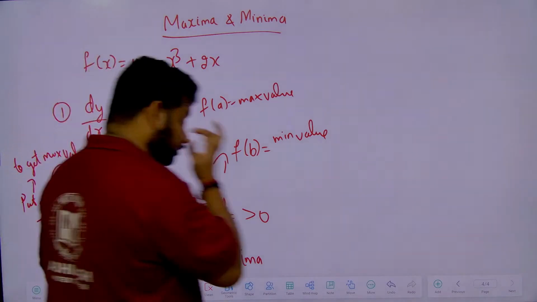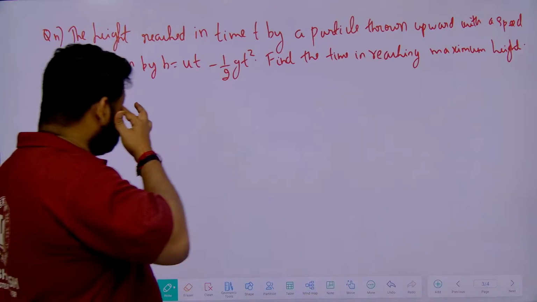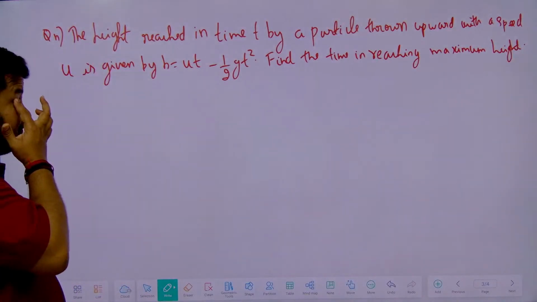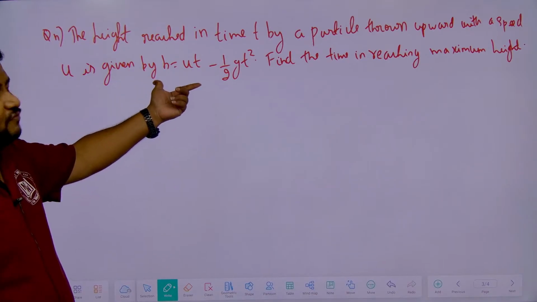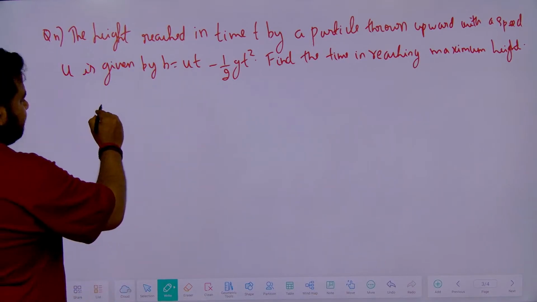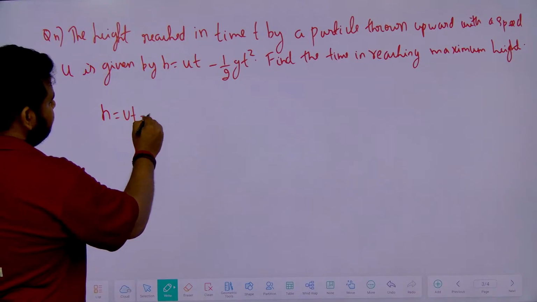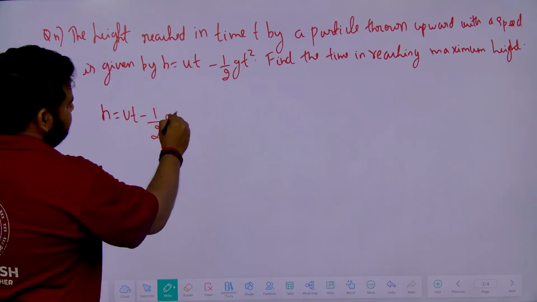Now let us come back to our question. They are asking: find the time of reaching maximum height. They have given the equation of height, that is the function of height. h is equal to ut minus half gt square is given.